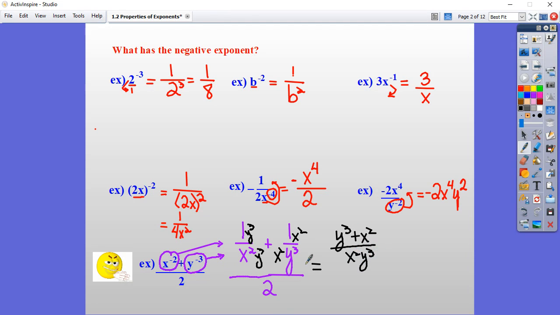So keep it. If you remember KFC, or keep, flip, change, or multiply by the reciprocal, or any of those phrases that maybe your teachers early on, like in middle school or early high school, taught you how to handle complex fractions, what we do is we keep the numerator. In other words, don't do anything once it's a single fraction. Then we change the division bar to multiplication, but we flip the 2. And so in this case, it makes it 1/2. And so what we end up getting is y cubed plus x squared, over 2x squared y cubed.